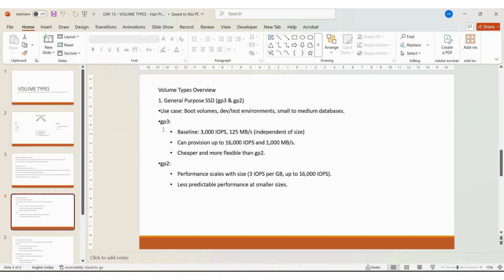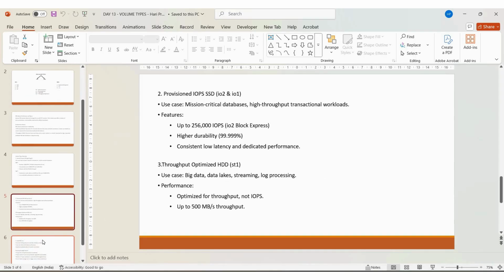Next we go to IO2 and IO1. IO2 durability is 99.99% and the annual failure rate is 0.0001, just 0.01 percent.